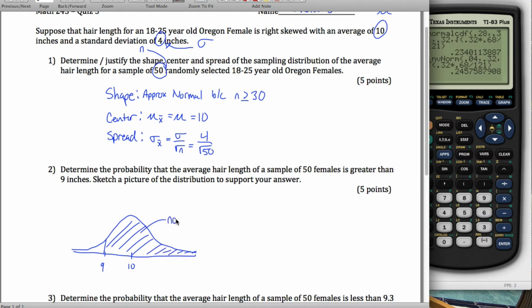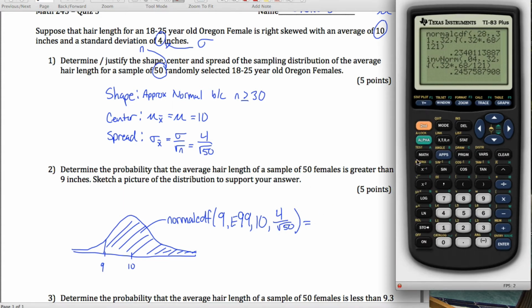I can calculate that. I can use the normal CDF function in my calculator. For the normal CDF function, I have to give it the lower bound, 9 in this case. The upper bound is not given to me, so I'll use E99. The center, 10, and the spread, 4 divided by the square root of 50. If you use 4 here, you're calculating the probability that one single Oregon female has hair length longer than 9 inches. But that's not what we're asked. We're asked the sample average is greater than 9 inches, so this is the spread.